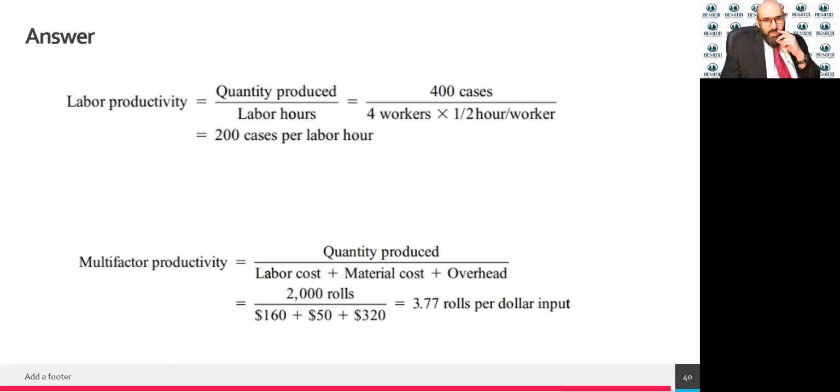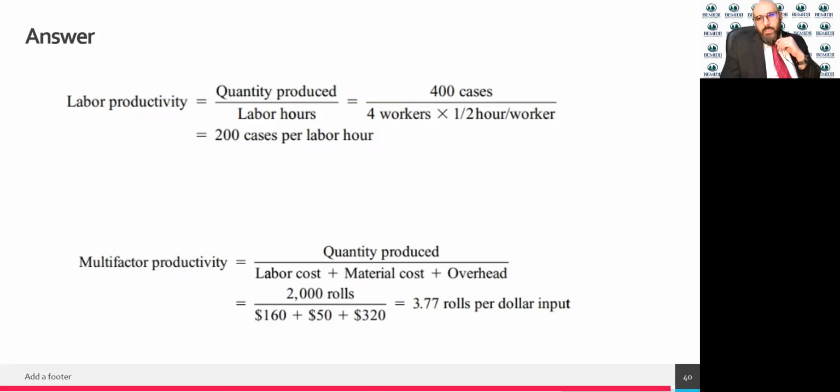So here's the answer for these questions. 400 cases divided by 4 workers times half an hour will give you 200 cases per hour. In terms of the multi-factor productivity, that would be the 2,000 rolls divided by 160 plus 50 plus 320. That will give you 3.77 rolls for every dollar they spend.